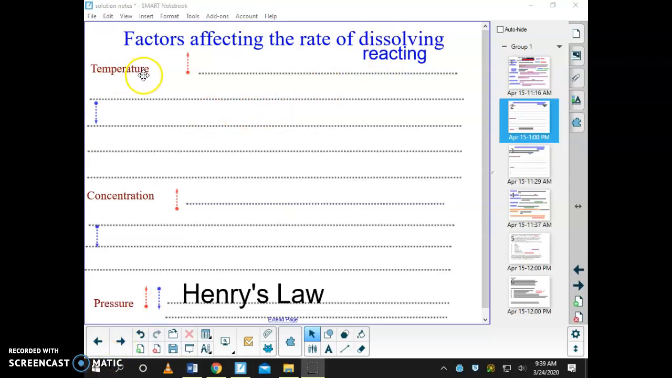Temperature has one of the largest effects. Concentration can be tough to test, especially at home with a sugar lab, but I'll be recording a video that deals with acids and metals.